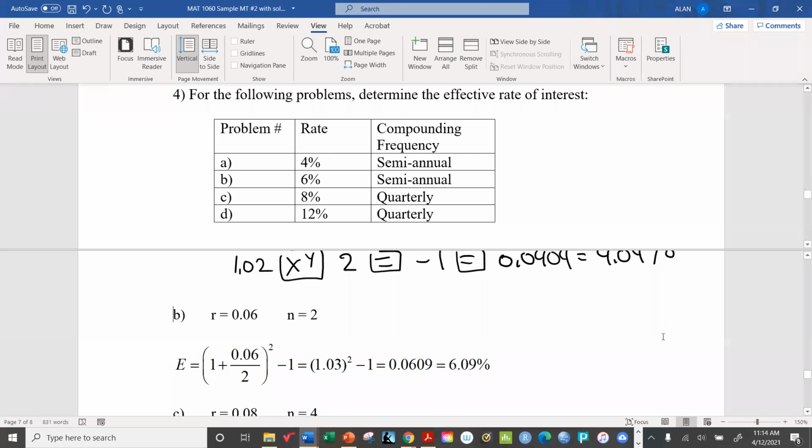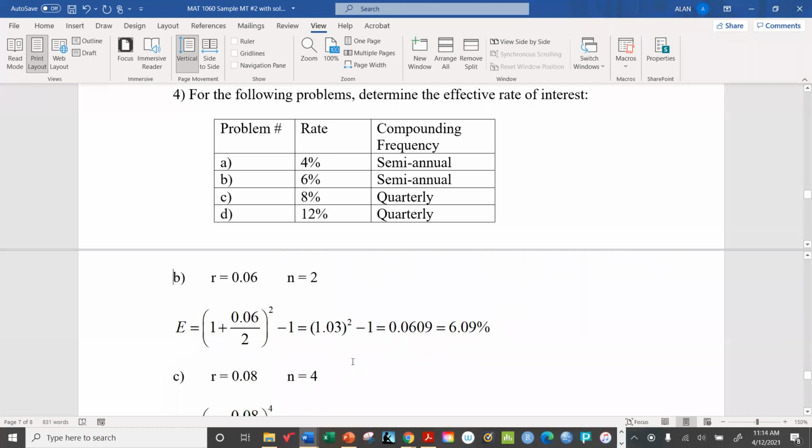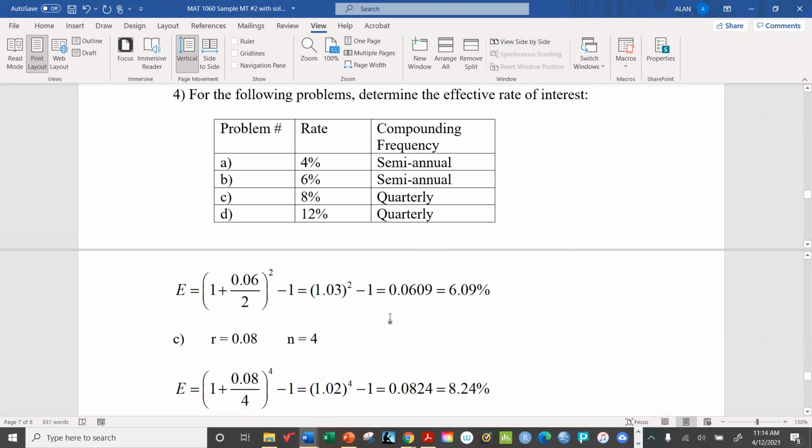Okay. So like I said before, these are all pretty straightforward. In the third case, you've got an 8% rate of interest with quarterly compounding, which of course means 4 times a year. And so now all you have to do is plug in those numbers. And this will reduce to 1.02 to the 4th power minus 1, which is approximately 8.24%.